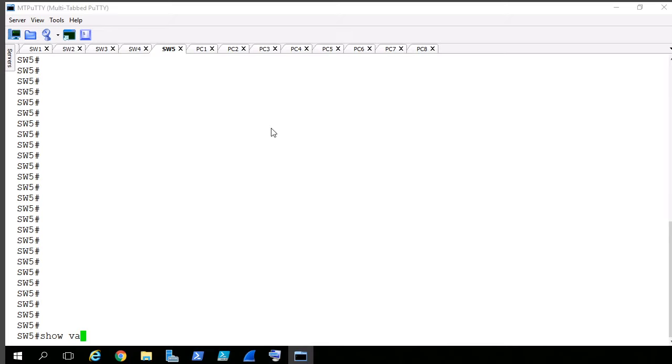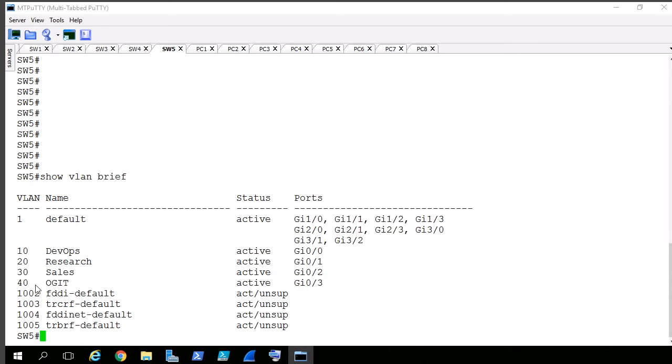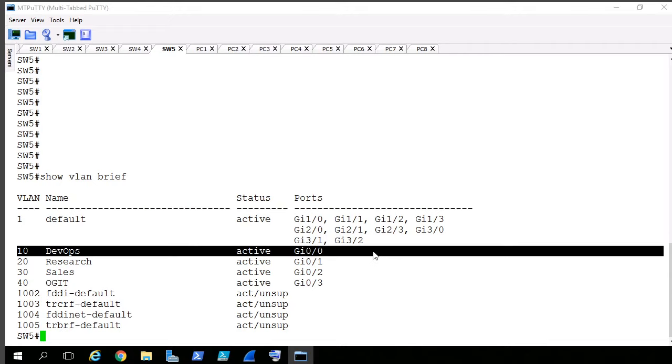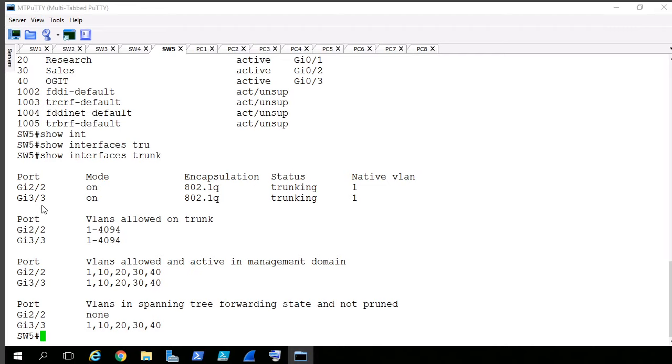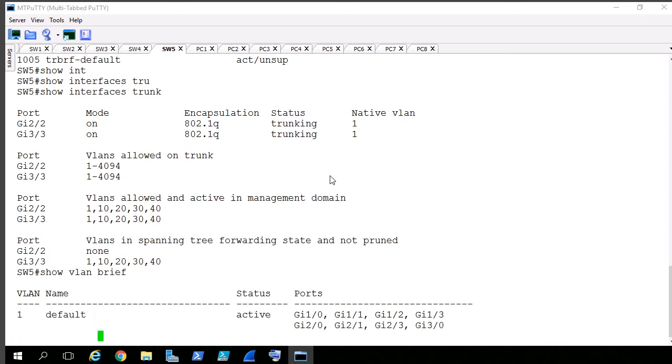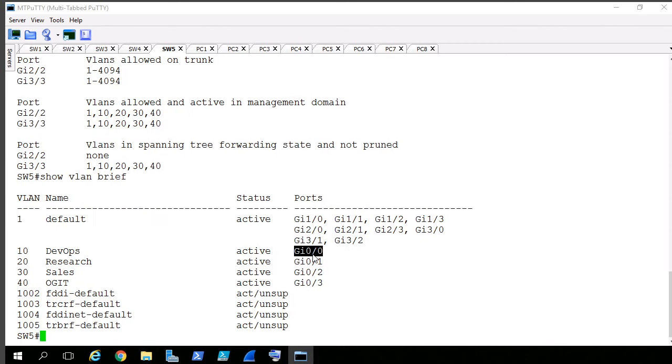Let's do a show VLAN brief. What this command does is show output including the VLANs and any access ports that are in those VLANs. Oh, I was looking for gig 0/0 in VLAN 1. It's not. It's right there, in VLAN 10. And if you notice, we have some ports that aren't showing up here at all, and that's probably because they're trunks. So if we do a show interfaces trunk, these are gig 0/2 and 0/3 on Switch 5. Those are trunk interfaces, and that's why they don't show up as access ports. So hitting the up arrow key twice, what we want to do is verify that gig 0/0 is where the client is. And he's in the DevOps VLAN right there.